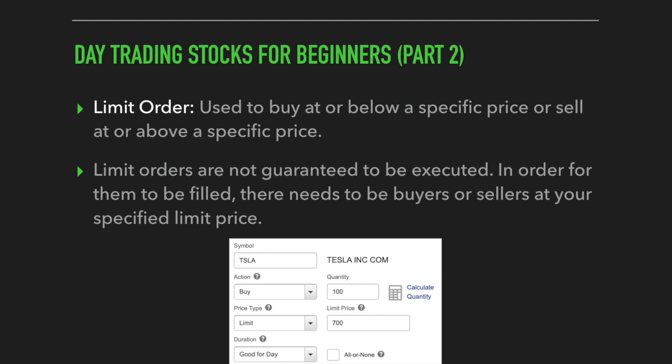So again, if we take the Tesla example down at the bottom, in this case, instead of buying at the market, let's say we wanted to buy 100 shares at a limit price of $700. And let's say, for example, the stock is currently trading at $720 per share. Well, if we're setting our limit order at $700 per share, that order is simply going to sit there and wait for the price of Tesla stock to come all the way down to $700. And we're only going to get into that position if the price is at $700 or less.